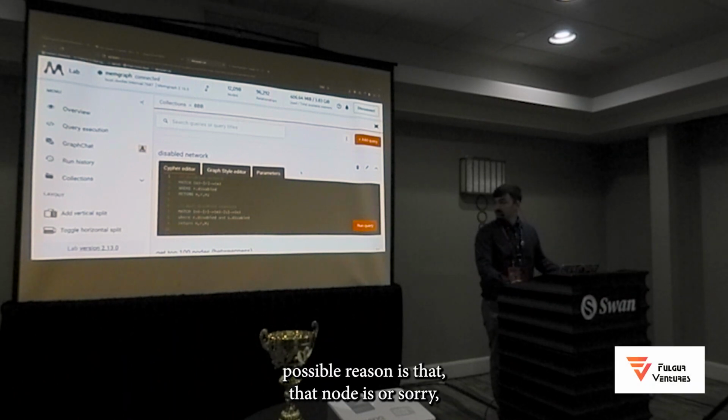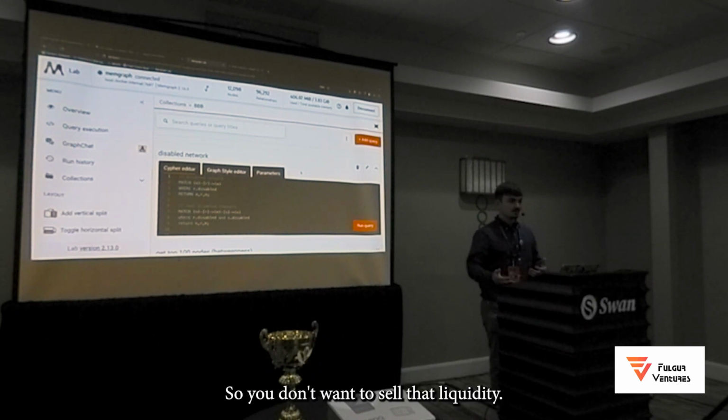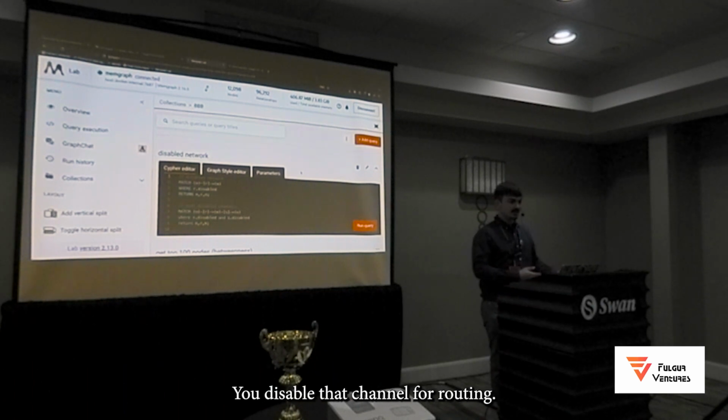The other possible reason is that you're protecting your liquidity towards that node. So you don't want to sell that liquidity. You've disabled that channel for routing.